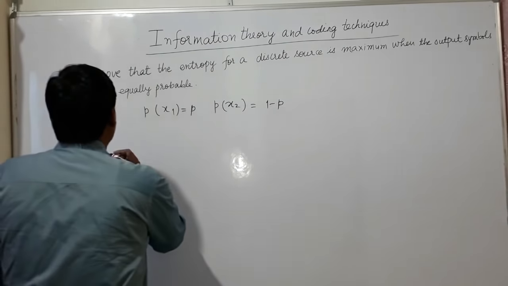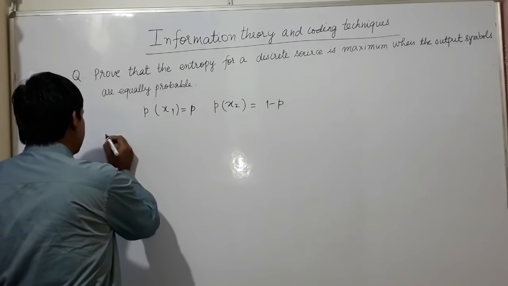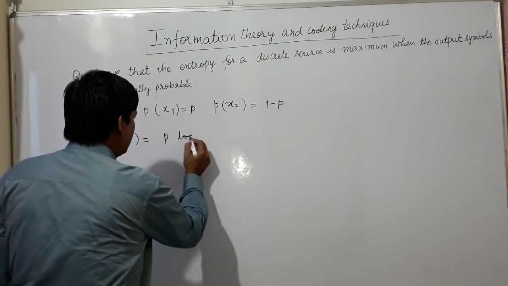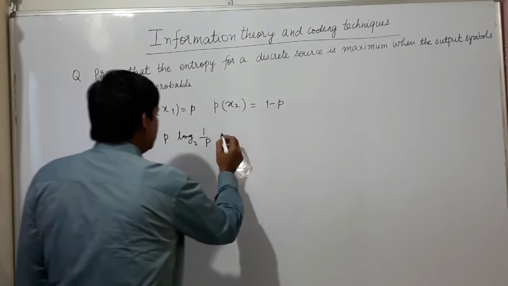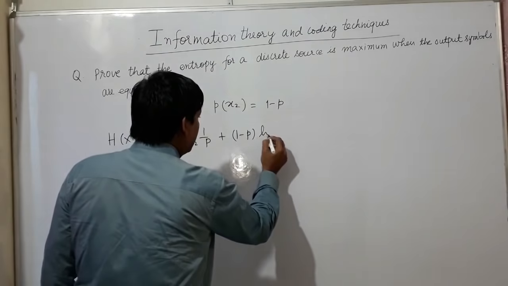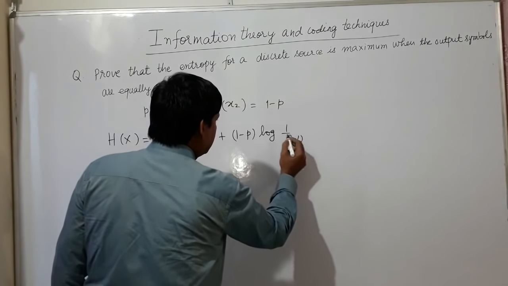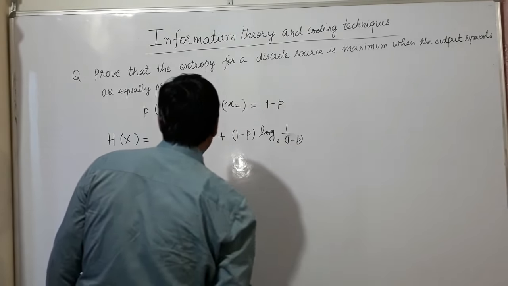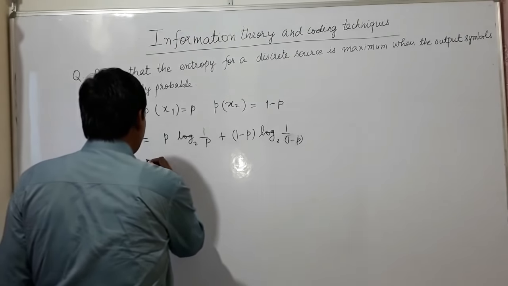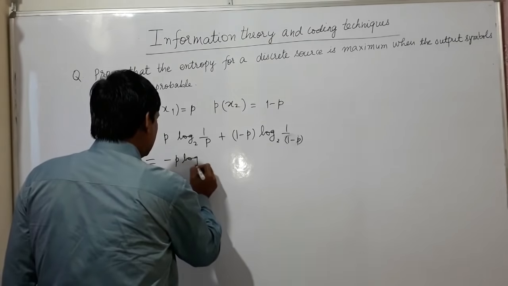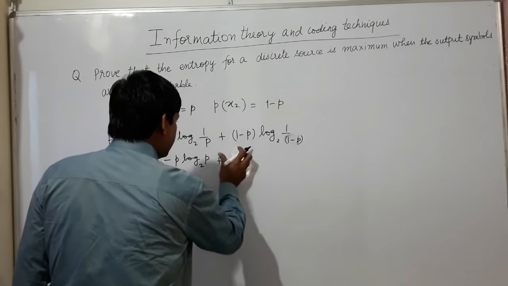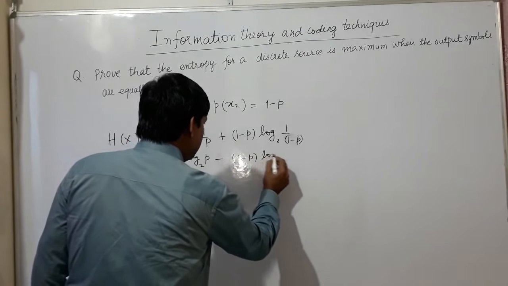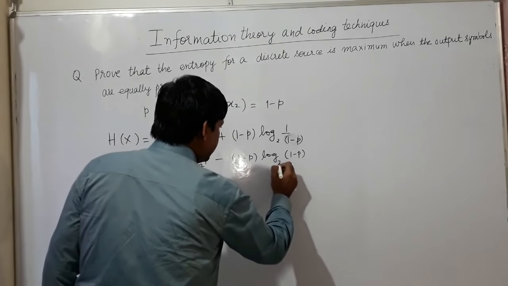Now, if I take entropy of this experiment, it will be H(X) is equal to p log of 1 upon p base 2 plus 1 minus p log of 1 upon 1 minus p base 2. It can be written as minus p log p base 2 plus, here it will come out to be negative, minus 1 minus p log 1 minus p base 2.